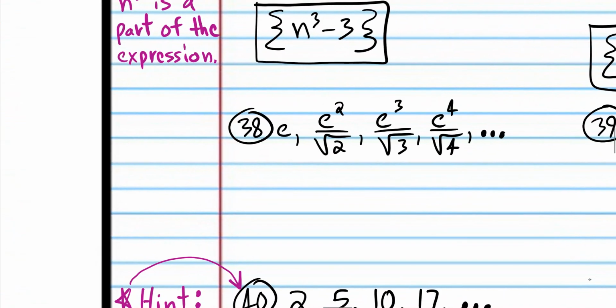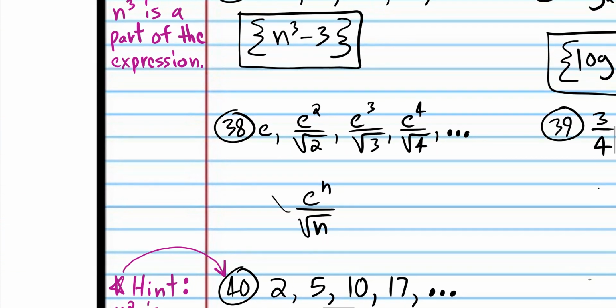Alright, we're back. So we can see it's just going to be e to the n over square root n. If you plug in 1, you get e. If you plug in 2, you get this term here, and so on and so forth. So if you got that right, excellent.